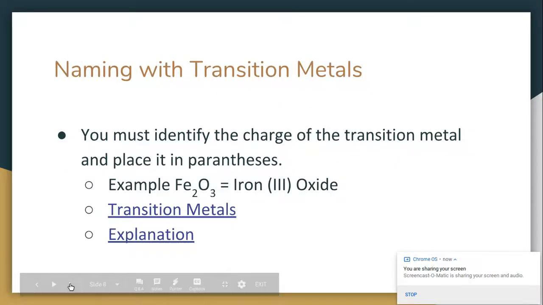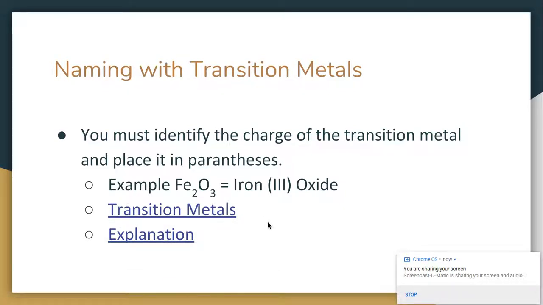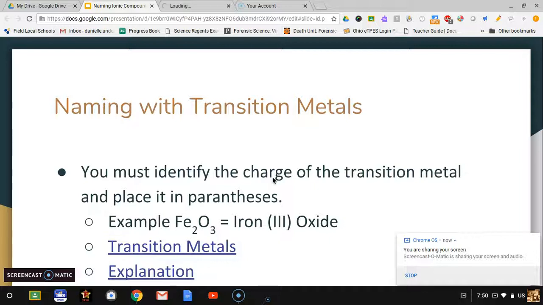Okay, what do we do if we have transition metals? Transition metals, as we've talked about many times, are the elements that fall between the 2 goalposts of the periodic table. There is a link here that will show you the transition metals. Again, if that's not indicated on your chart, please follow that link and you can see that.